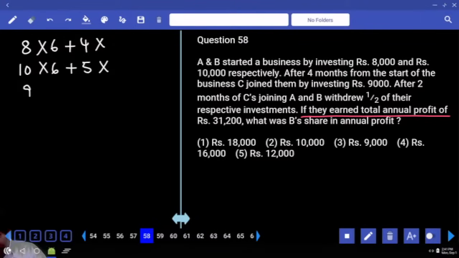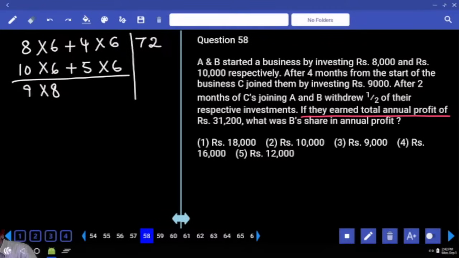Now they said annual. Business happened for 12 months. 6 months over, remaining 6 months. C joined after 4 months, will be there for 8 months, okay, 6 multiple, 6 multiple. If you take 6 common, 8 plus 4, 12 into 6.